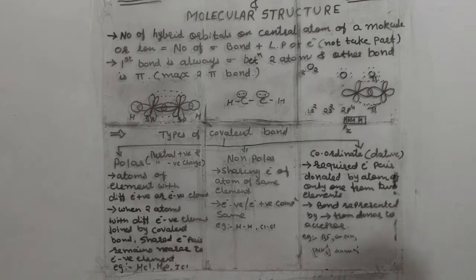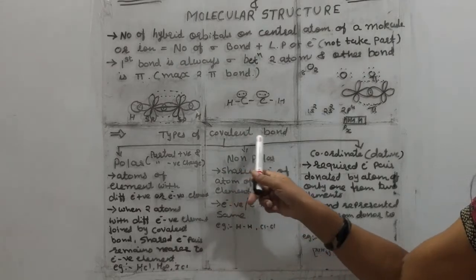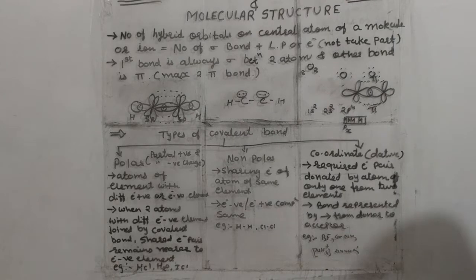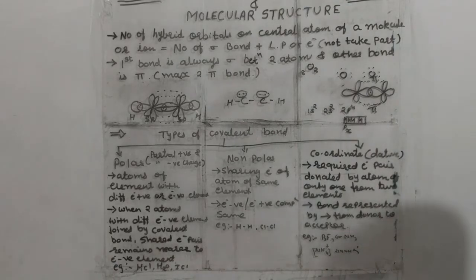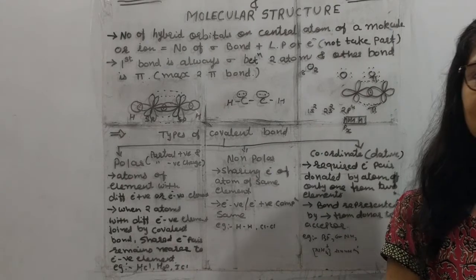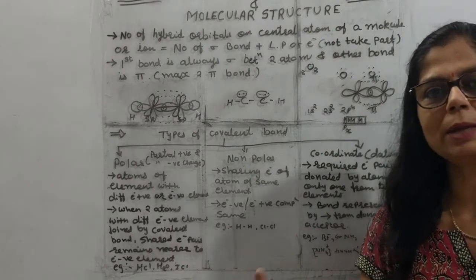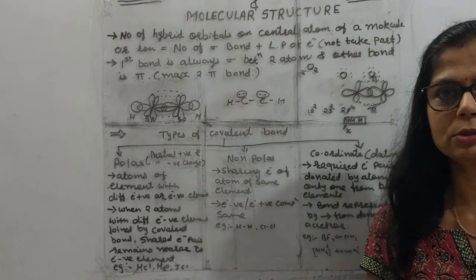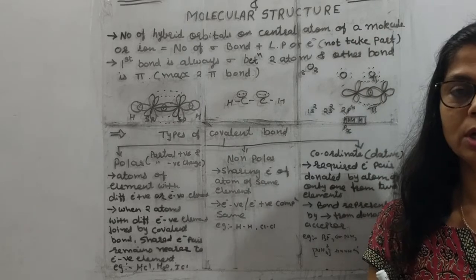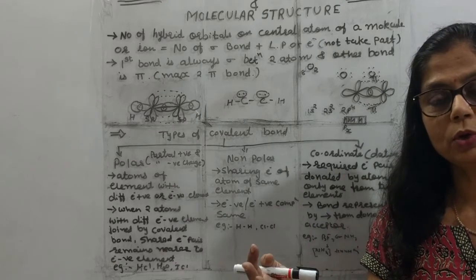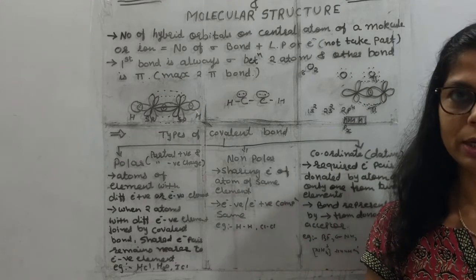Okay. Now we'll go with today's topic, and that is the types of covalent bond. We have studied the ionic bond and its characteristics. Even we studied the covalent bond and its characteristics also. But how many types of covalent bond are there, students? So there are 3 types of covalent bond. First one is polar covalent bond, non-polar covalent bond and coordinate covalent bond.